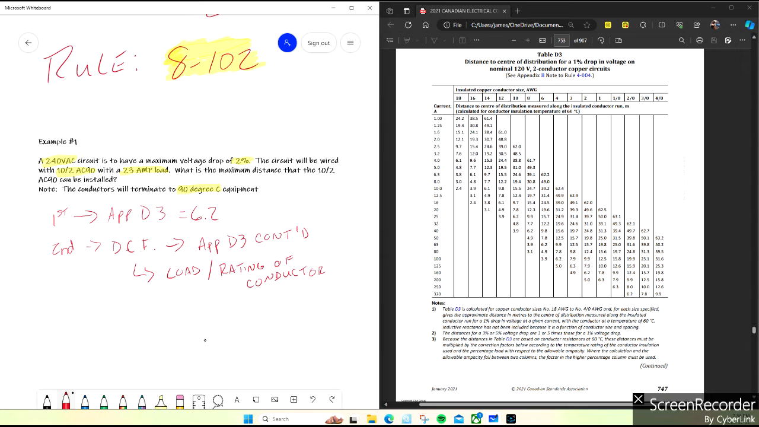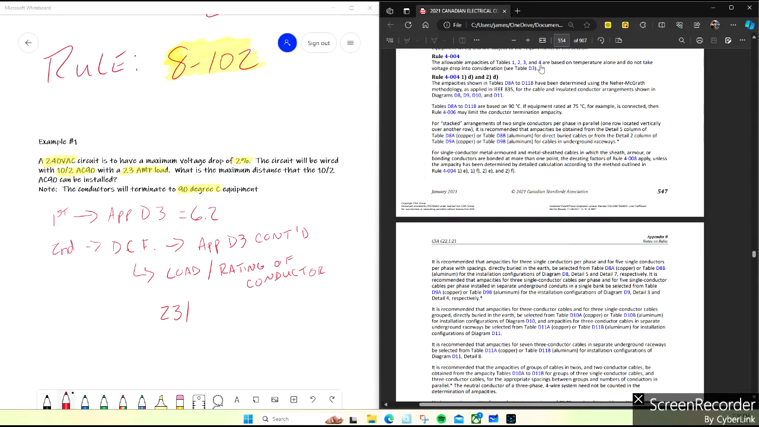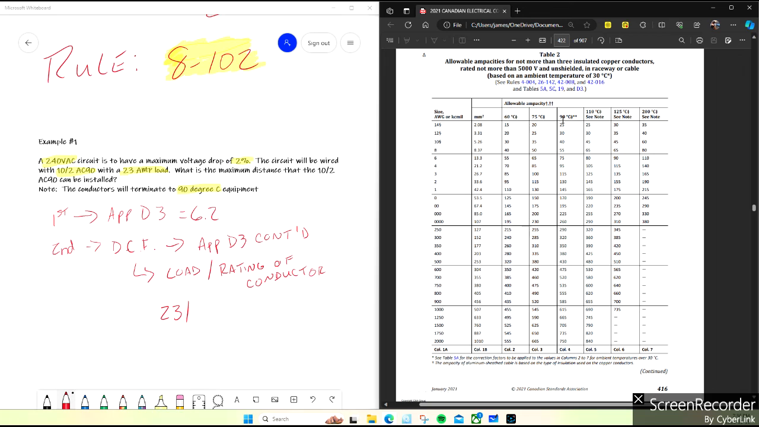So I know the load. Well, the load's 23 amps. I'm using a number 10, so we got to go find out the rating, how much a number 10 can handle. So we're using copper. So I'm going to go to table 2. Table 2, we're using 90-degree equipment, so we can use the 90-degree column. You can see that 40 amps is what a number 10 is rated for. So if I take 23 divided by 40, you are going to get 58%, basically.